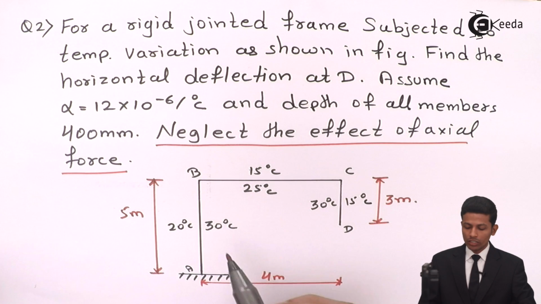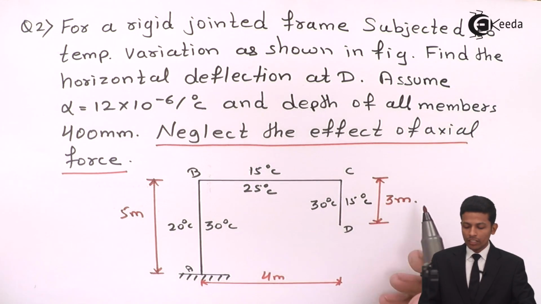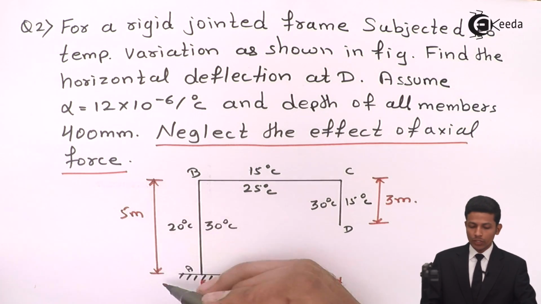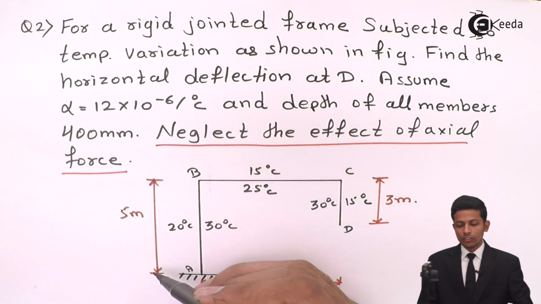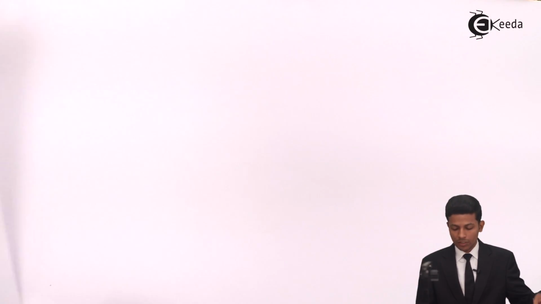This is the question given to us. 20 degree to 30 degree, 15 to 25 and 30 to 15. This is 3 meter, this one is 4 meter, this one is 5 meter. Now see, just apply the solution. Now just start with this solution. Now what will the solution say to us?